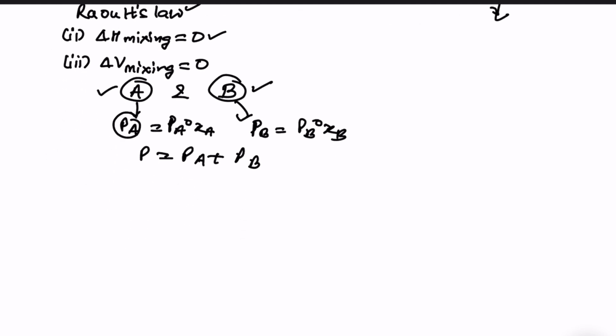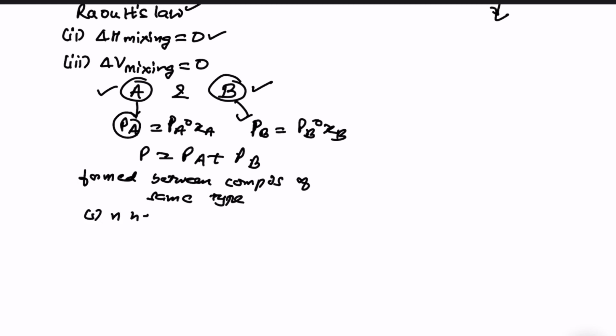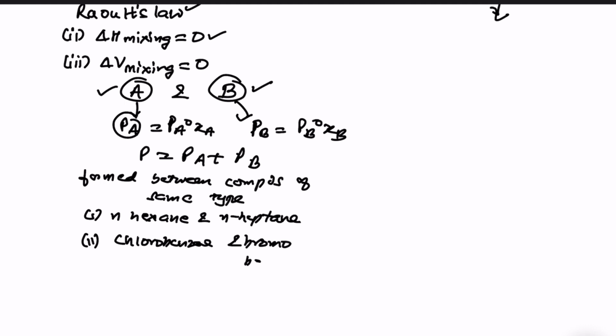And ideal solutions are generally formed between compounds of the same type. What do I mean by this? Suppose I have normal hexane and normal heptane. Both of them, you know, are alkanes, and their masses are also approximately the same. Similarly, say chlorobenzene and bromobenzene. Again, both of them are aromatic compounds. So an ideal solution is generally formed between components of the same type.